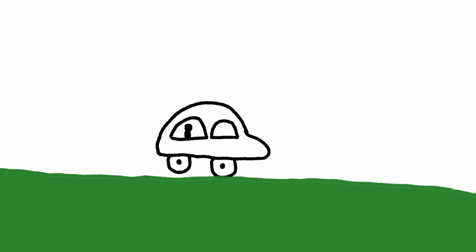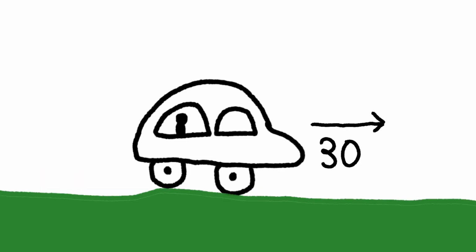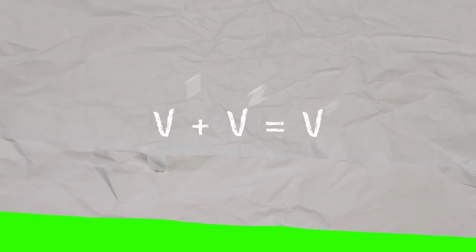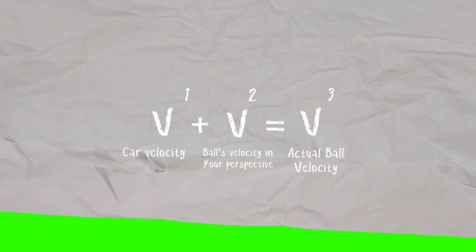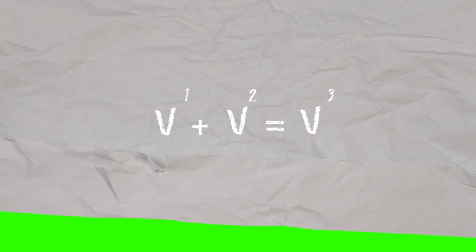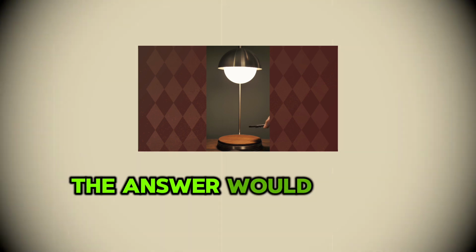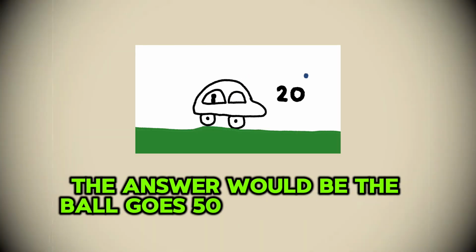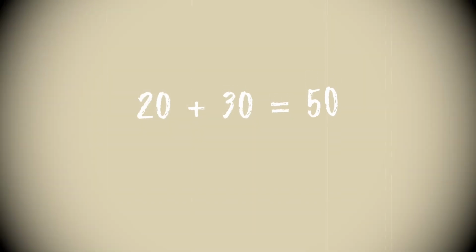Let's say you're driving down the road at 30 miles per hour, and then you throw a ball that goes 20 miles per hour from your perspective. How fast does the ball actually go? Use this formula to calculate the speed of the ball. If you solve the equation, the answer would be the ball goes 50 miles per hour.